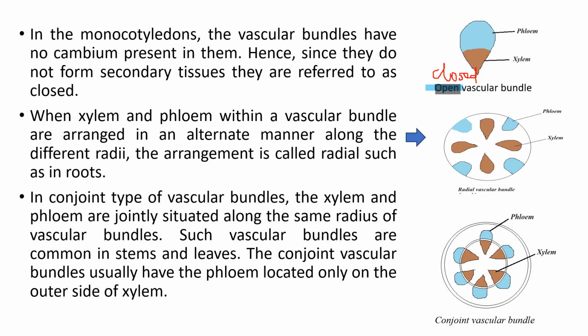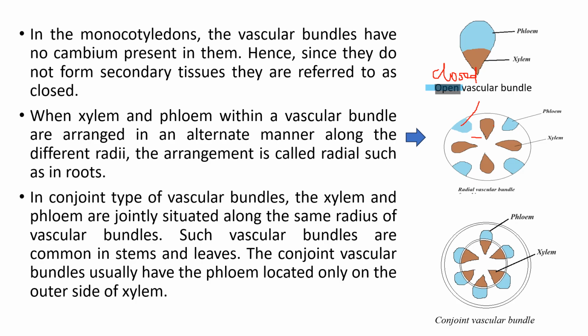Then when the xylem and phloem of vascular bundles are arranged in an alternate manner along different radii, the arrangement is called radial, such as in root. In case of roots, these vascular bundles are arranged alternately, like here is the xylem and here it is the phloem. Here is the xylem, here it is the phloem. So it is present alternately, and it is known as the radial arrangement.